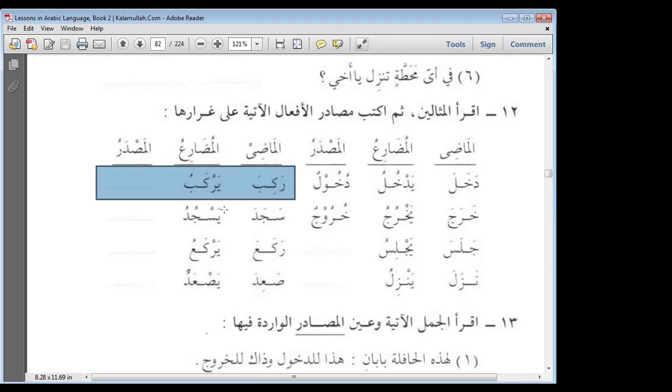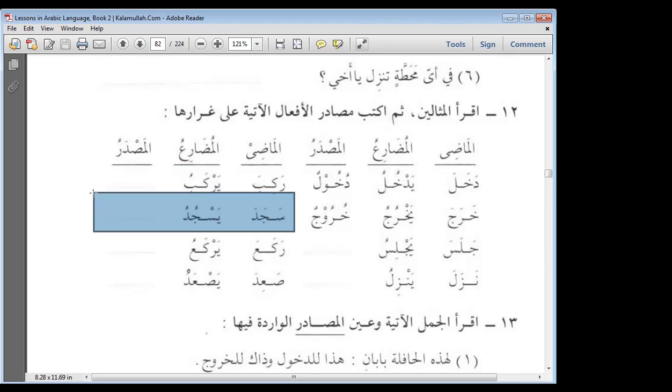Then you have sajada. Sajada, yasjudu. And what's the masdar here? Simple pattern. Dhamma, dhamma, wow. It is sujudun. Right, so say it again. Sajada, yasjudu, sujudun.